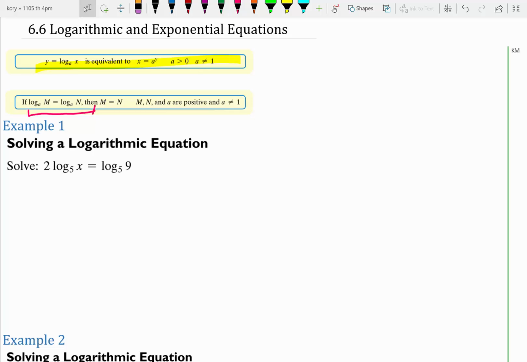But before you drop the bases, you need to move over the r. So you need to make that number in front be an exponent always. So, example 1. The first thing we're going to do is move that 2 over. So we have log base 5 of x squared equals log base 5 of 9.